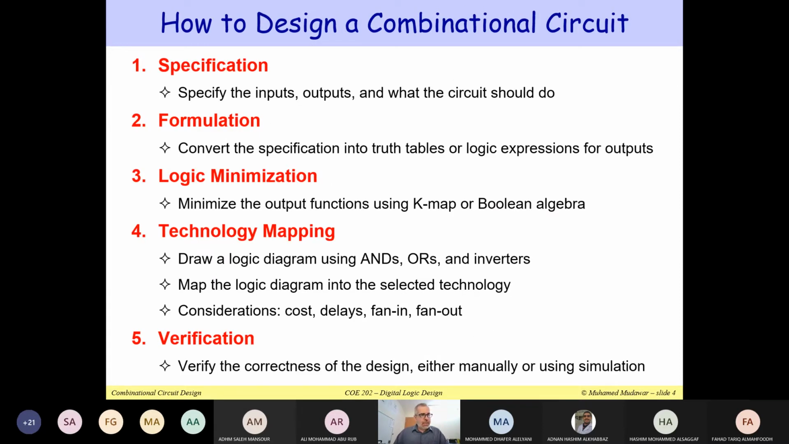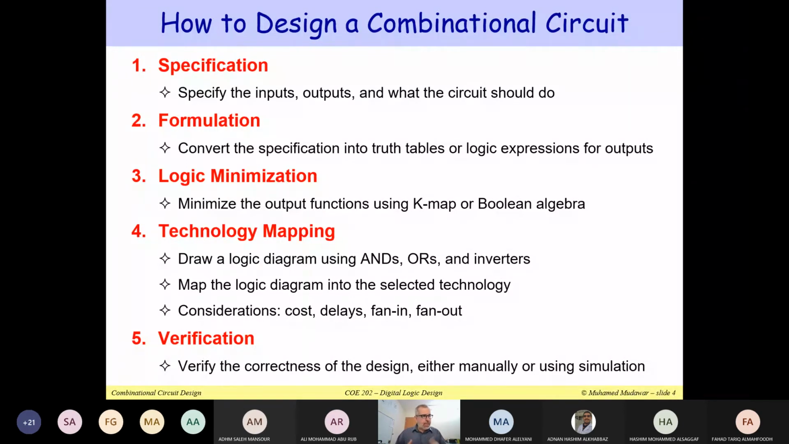So how do we design a combinational circuit? The first step is called specification. We start from the specifications. We need to specify what the inputs are, what the outputs are, and what the circuit should do. This is given to us. For example, in a given problem statement, I will say design a circuit that has this number of inputs, this number of outputs, and it does this. I can describe it with a paragraph, and this is called specification.